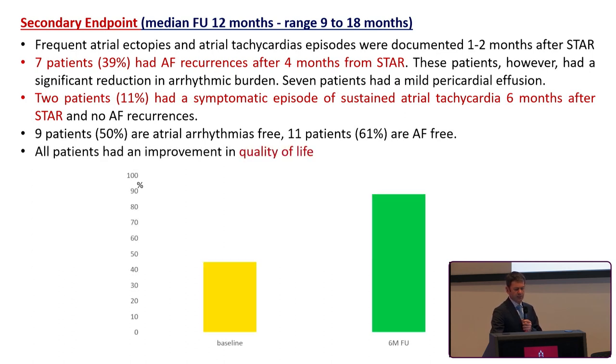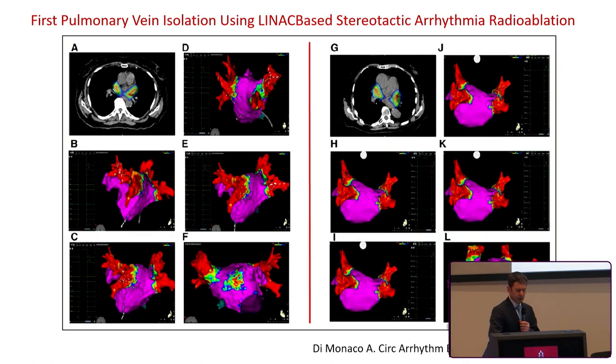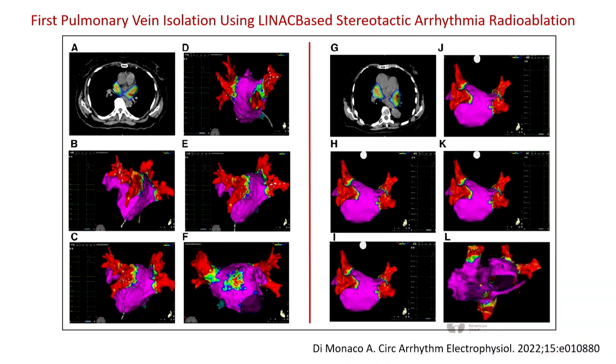All patients had an improvement in quality of life score because all patients had a very important reduction in atrial fibrillation burden. Now I want to share with you the map after recurrences in patients. These are the first two patients with atrial arrhythmia recurrences, and we have here an atypical atrial flutter on the roof. And you can see that all four pulmonary veins were perfectly isolated.